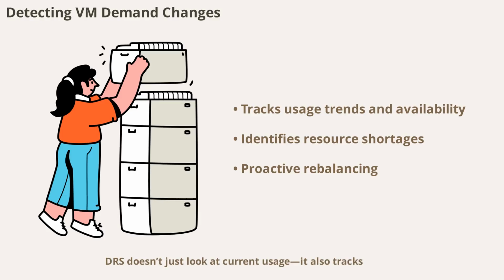DRS doesn't just look at current usage, it also tracks trends and availability data for each VM and host. Metrics like CPU average, CPU max, CPU ready time, and memory swapped help DRS identify resource shortages and usage spikes. By correlating these data points, DRS can predict when a VM might need more resources and proactively rebalance the cluster. This predictive approach helps prevent performance issues before they impact your applications, keeping your environment running smoothly.